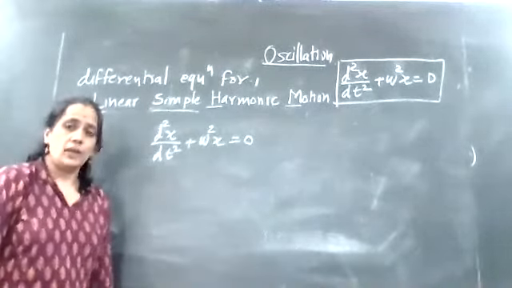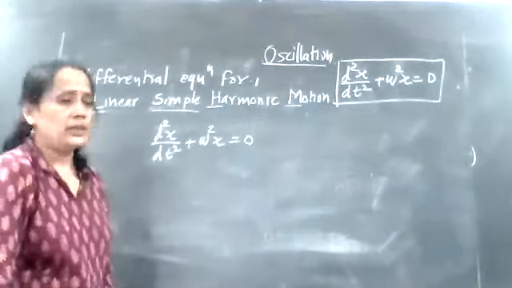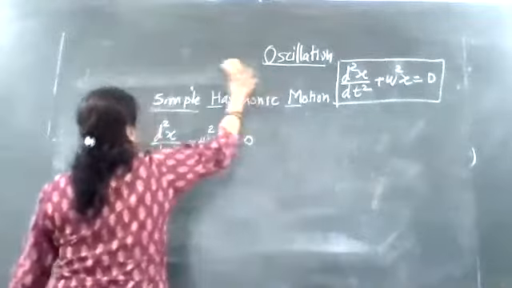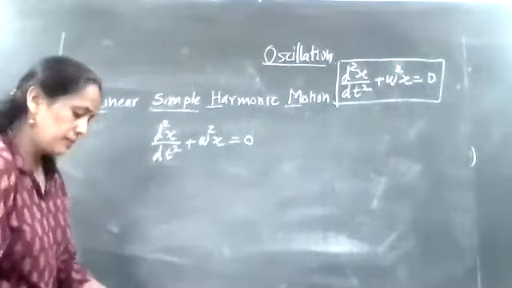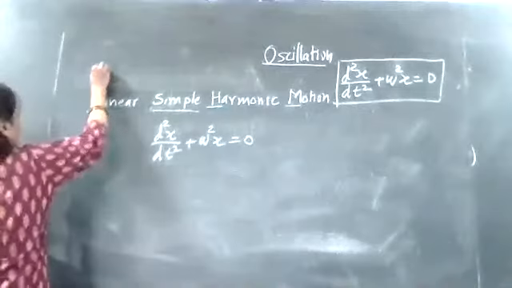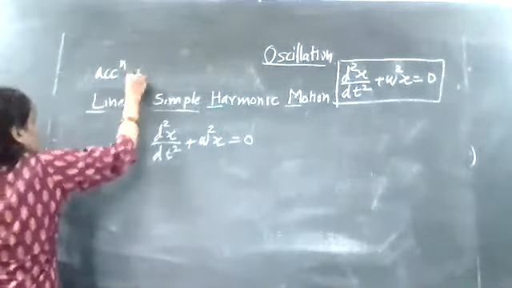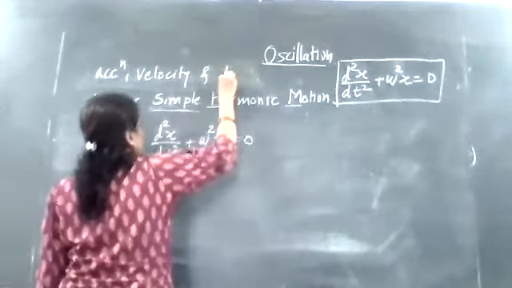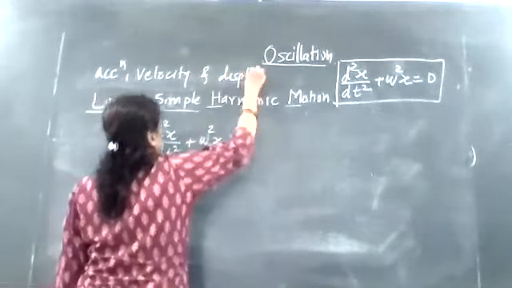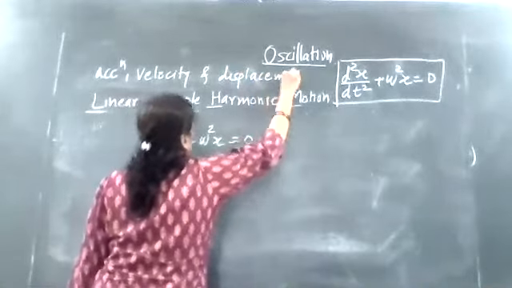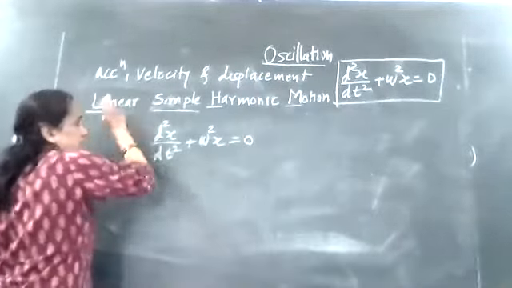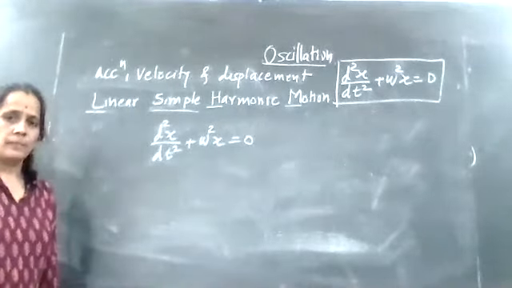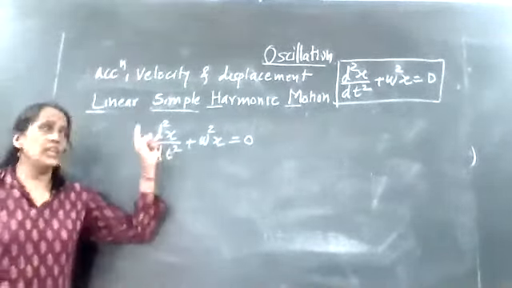Now your 3-mark question is there. That 3-mark question is: derive acceleration, velocity and displacement of linear simple harmonic motion. There are 3 marks. Each part carries 1 mark.